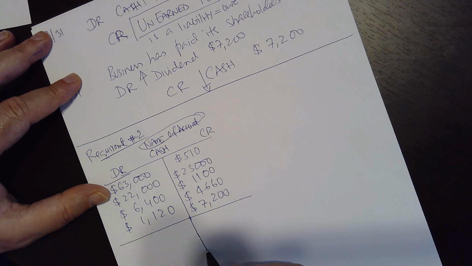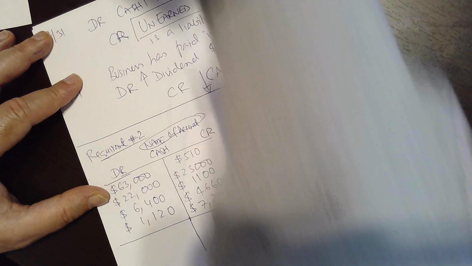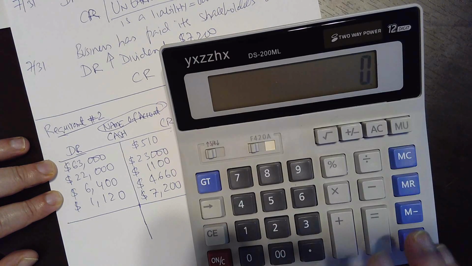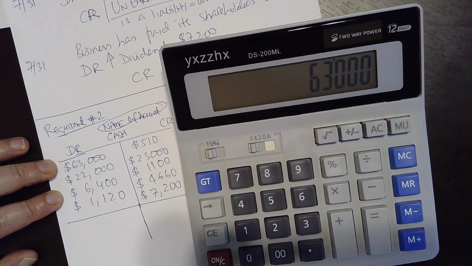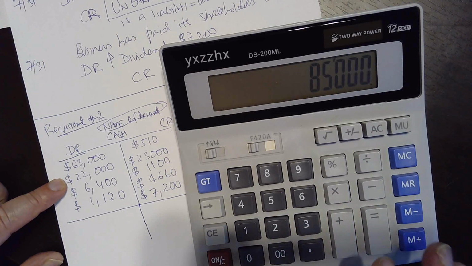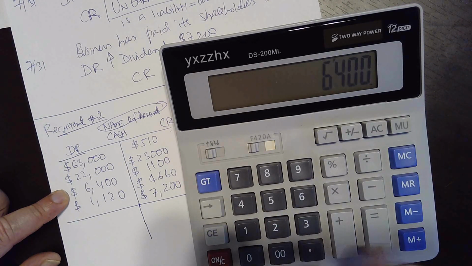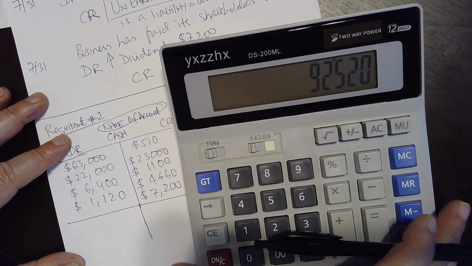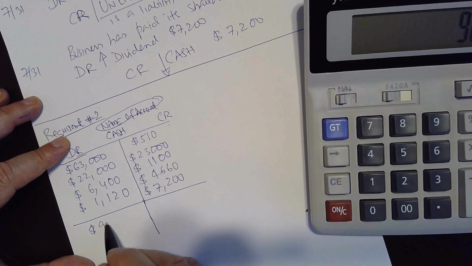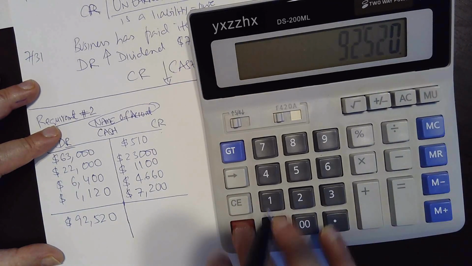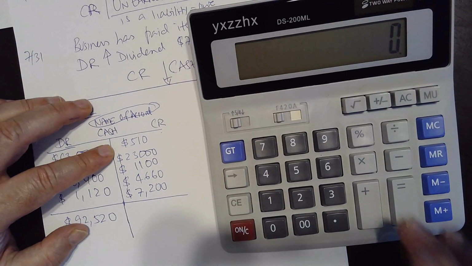So what I would like you to do in the beginning as a practice is that first you add everything on the debit side. So 63,000 plus 22,000 plus 6,400 plus 1,120. So you have $92,520 on this side, and then you add everything on the credit side.